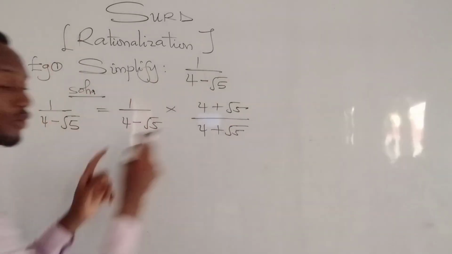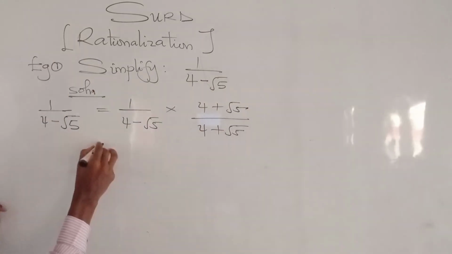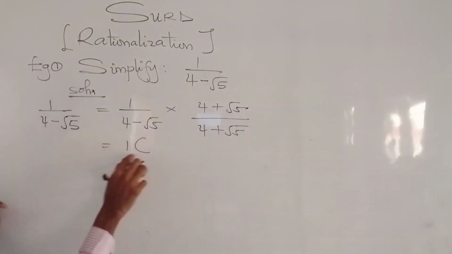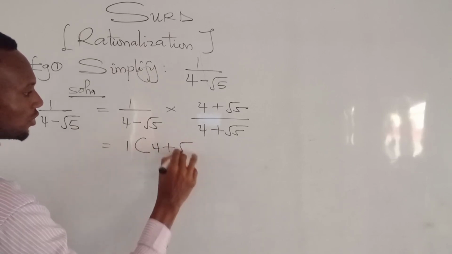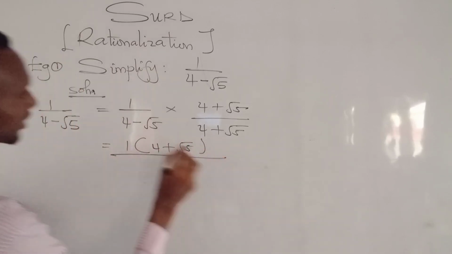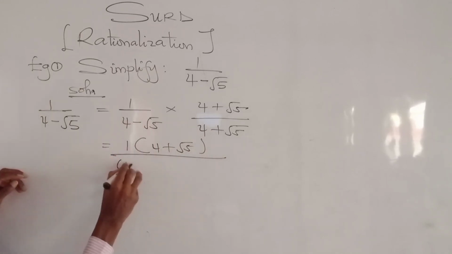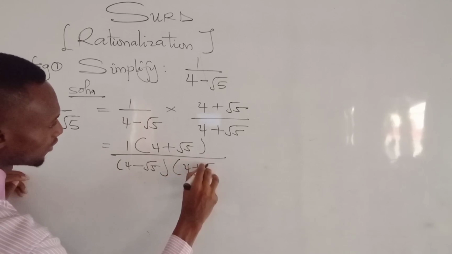We are going to multiply the numerators and we are going to multiply the denominators as well. So it's going to be 1 times, the bracket means multiplication, so 1 times (4 plus root 5), all over. Then this one also is going to be (4 minus root 5) multiplying (4 plus root 5).